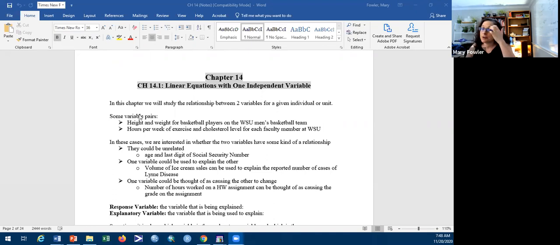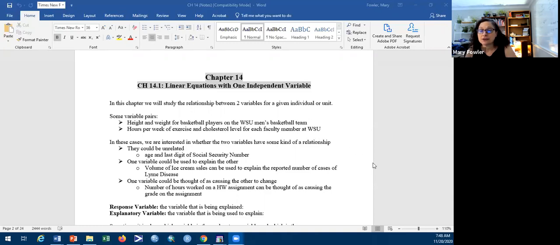All right, so here are some variables that might be related. We might see the height and weight for basketball players on the WSU men's basketball team to be related. Maybe, but that would be what we would want to find out in our statistical analysis. I've looked at all of us old faculty members here at WSU, and you asked us to report the number of hours we exercised and our cholesterol level. We might find that that's related. We might not, but it might be interesting at least to look at.